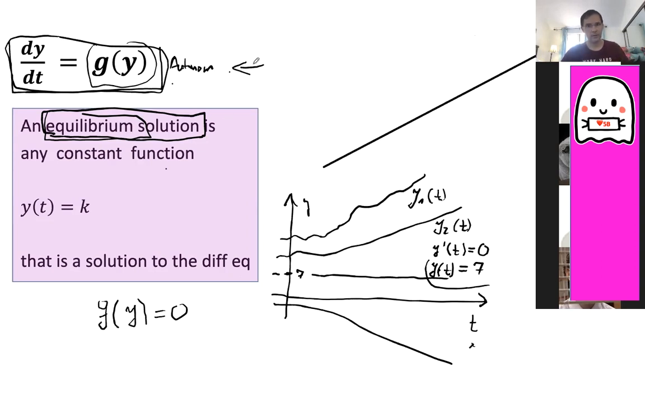Exactly right, because we know that the derivative of any constant function is 0. So essentially, if I have an autonomous differential equation, equilibrium solutions look like this. They're constant solutions. Maybe there are a few of them, maybe only one, maybe there are none, but the constant solutions are the equilibrium solutions of a given autonomous differential equation.